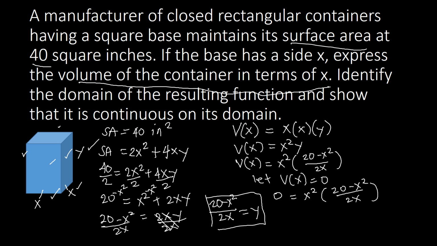And since we can simplify this one here, we can take out an x here, so we are down with 0 equal to x times 20 minus x squared over 2. Now this time we are equating each of the factors to 0. So one factor is x, that will be equal to 0. The other factor is 20 minus x squared over 2. That will be equal to 0.